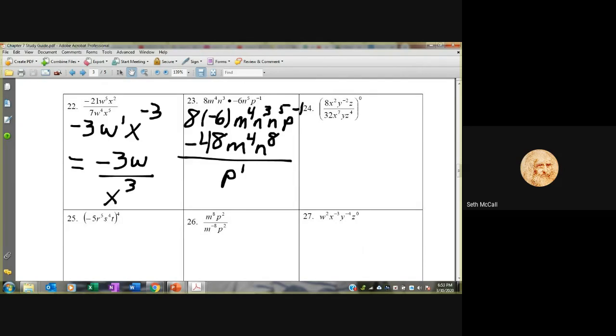All right, looking at number 24. This one is really easy. This is probably the easiest one on the whole page because as you can see, all of this is taken to the zero power. And so anything to the zero power is simply 1.